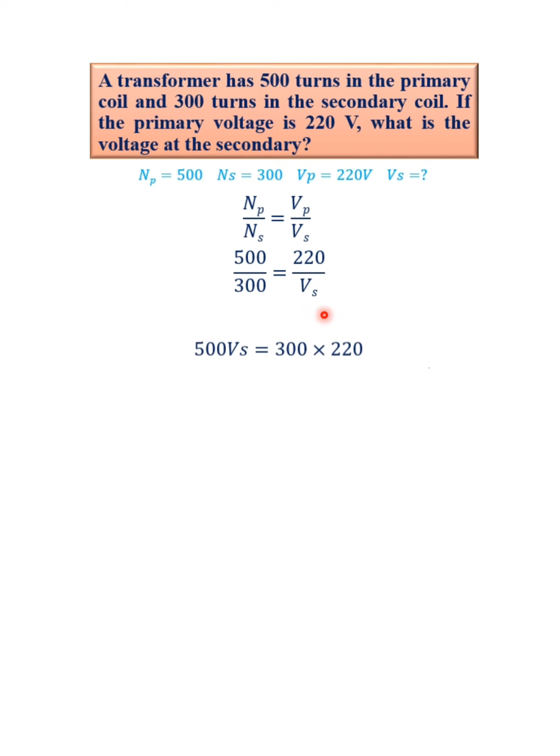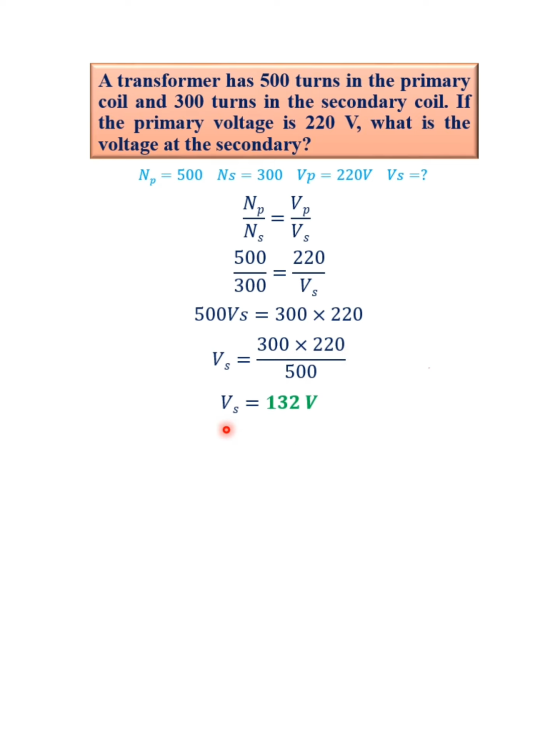If we cross multiply, we have that 500 Vs equals 300 times 220. Dividing both sides by 500, we have that Vs, which is the secondary voltage we are looking for, equals 300 times 220 all over 500. This simple division will give us the secondary voltage as 132 volts, which makes sense.